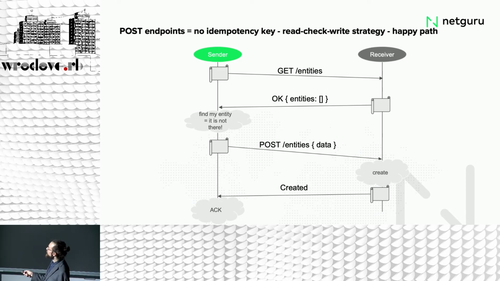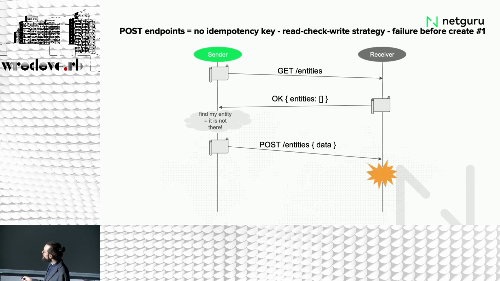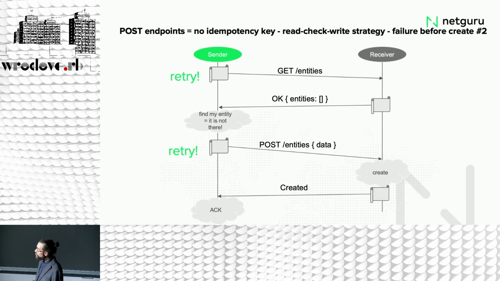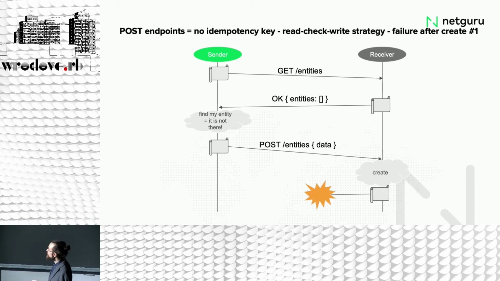You first query, what are the resources? I seek for my data, and then I decide it's there or it's not there. If it's not there, I proceed with creation. So if we have a failure before things are created, then we retry the whole thing, this whole protocol, and then we make a GET request. We see, oh, it's not there, so I create it. And this time it works. Great.